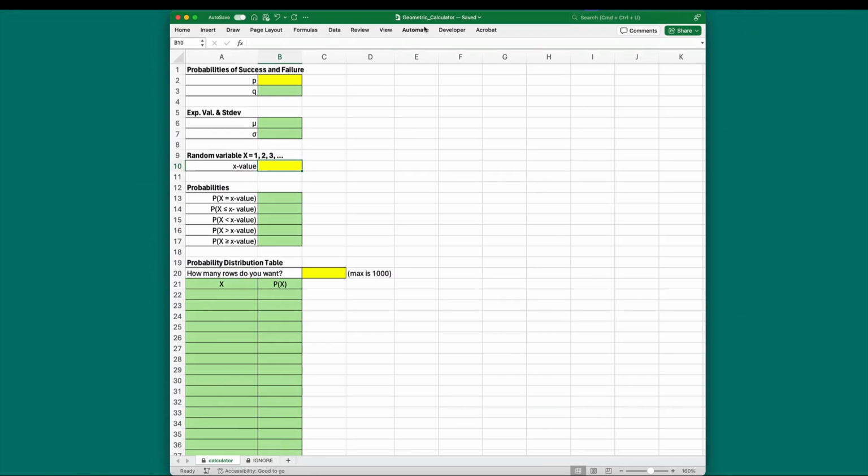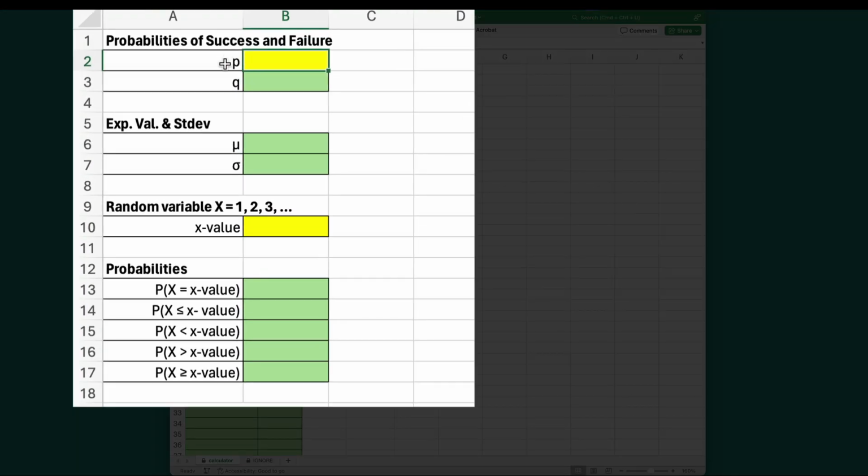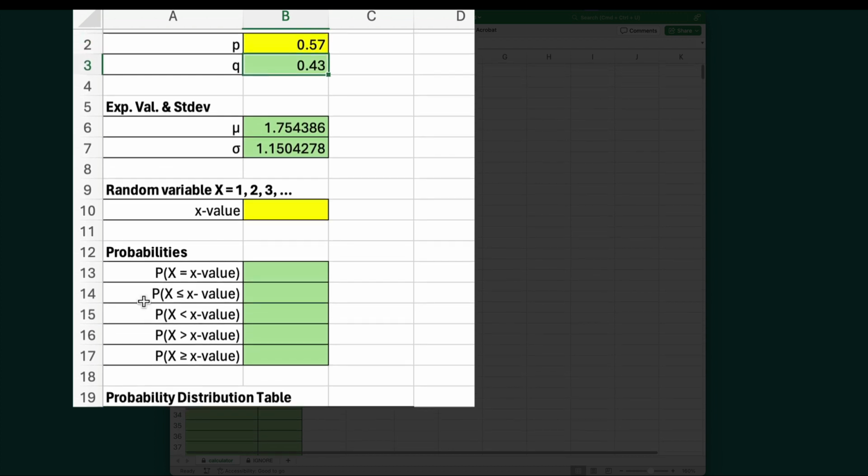I'm calling this the geometric calculator. The way it works is you have to provide it a value for P. In this case, we would provide it the value 57, since that's the probability of success. Then we are asked to find the probability that X is equal to 2. There are 2 ways to do this. The first way is just putting in the value 2 here. Since we want the probability that X equals this value, we would look right here, and the probability would be 0.24510.